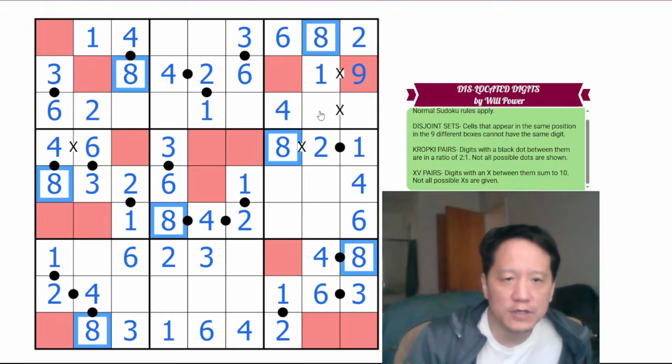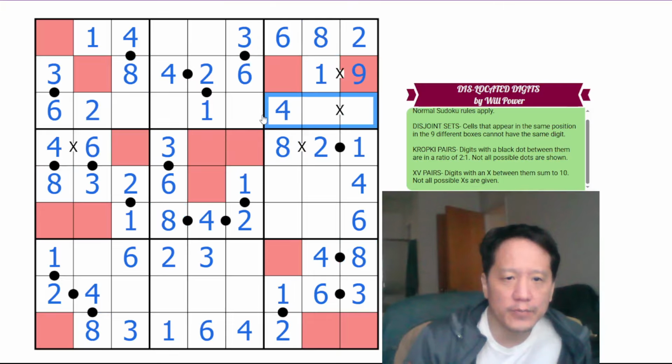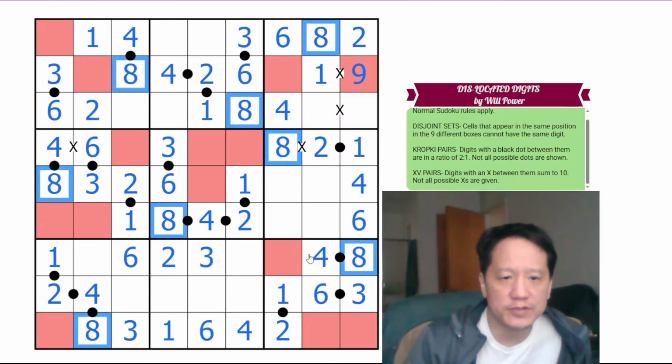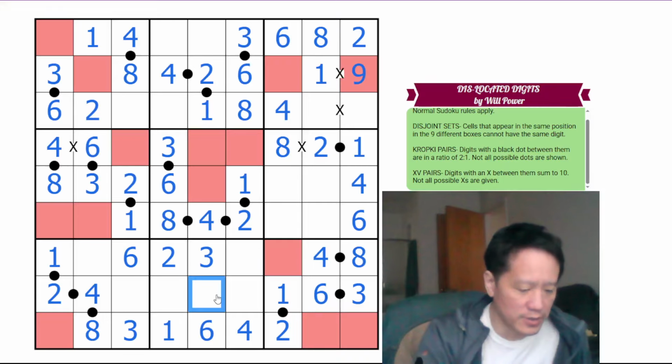Which means in row 3, 8 cannot be here or here because of 8 in the boxes, can't be here because of 8 in the column, so it must be here. That gives us 8 eighths. We know where the last 8 has to be. It has to be here.